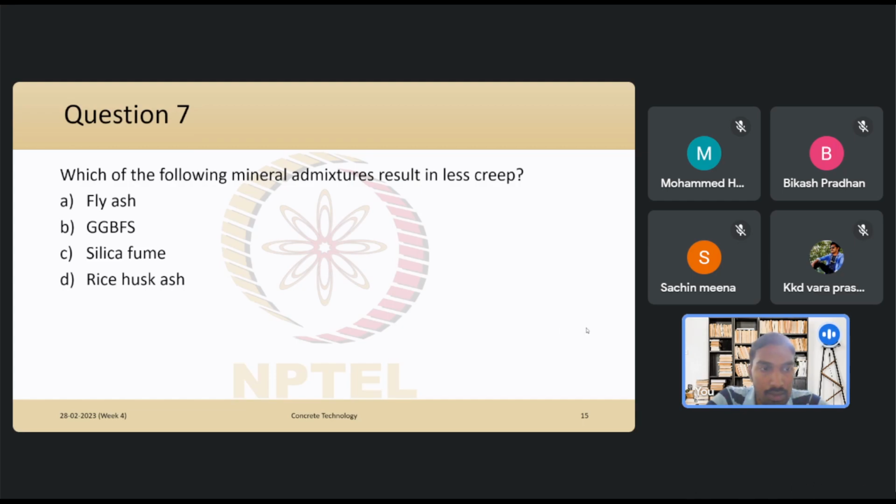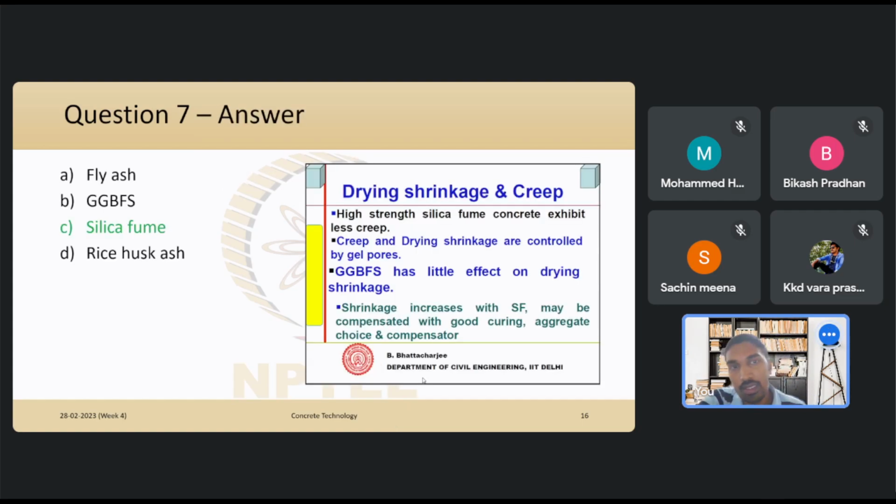Okay, let's take a look at the answer now. So the right option is option C, silica fume. It reduces creep the most. Why? Because what is creep? Creep is the deformation that you see when concrete is subjected to a sustained load. You apply a load and keep that load constant, and over time there will be some deformation. The load is constant, but the deformation keeps on happening. That deformation taking place under the sustained loading condition is called creep.